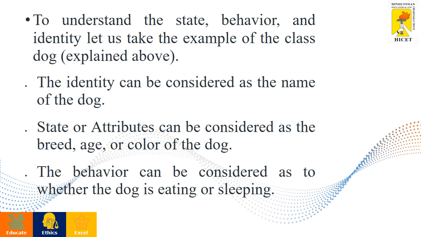To understand state, behavior and identity, let us take the example of a dog. Here the dog's name is the identity. The dog's attributes, that is the dog's color, age, breed, all these are attributes of the object dog. Behavior is whether the dog is running, eating, sleeping, whatever it is, this is the behavior of the object.